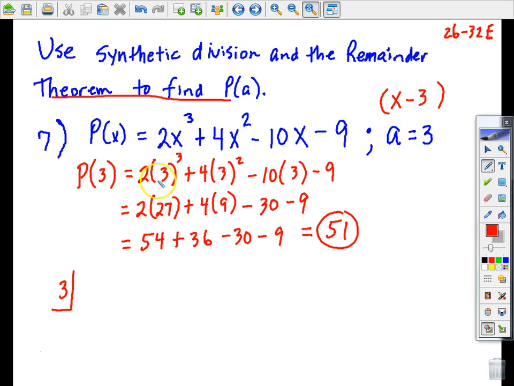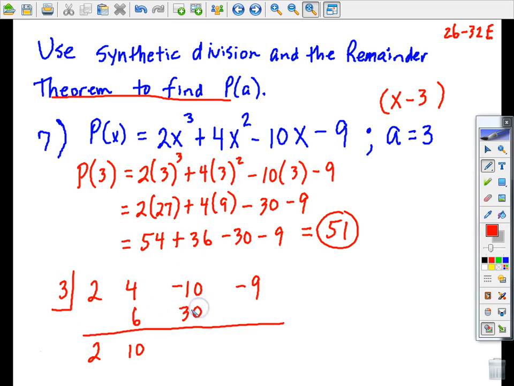Okay, so let's divide, synthetic division, and let's write out our coefficients of this polynomial. 2, 4, negative 10, negative 9. I didn't skip any. 3, 2, 1, constant. Okay, leave a space. Now let's start the synthetic division process. Bring down the 2. 2 times 3 is 6. That's 10. Always add. 10 times 3 is 30. And 20. 20 times 3 is 60. Lo and behold, what do you think we get? We get the same result.